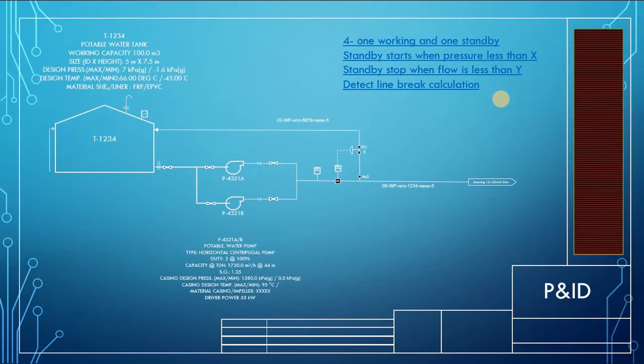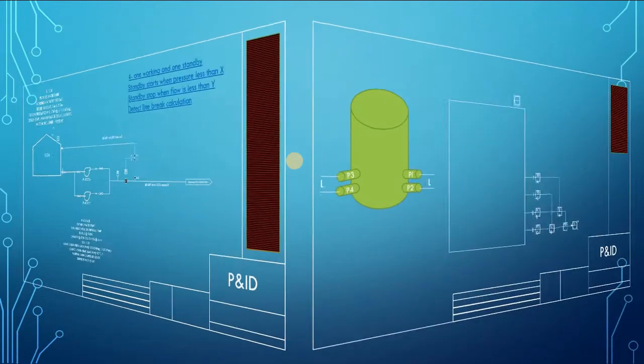So now you can see you don't have much space in the notes to do all of this. Furthermore, if you need to include some logic or algorithm which can detect line breakage or line blocking, then you can't have enough space in the PNID to do all of these calculations. So you need a separate document which explains all of that.